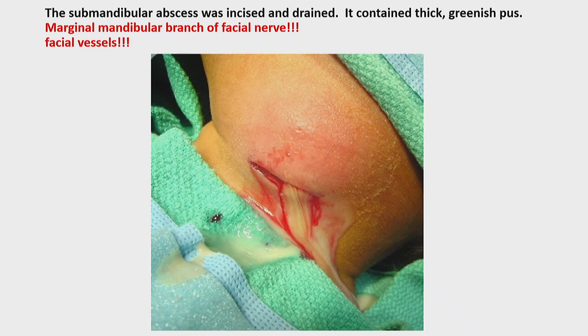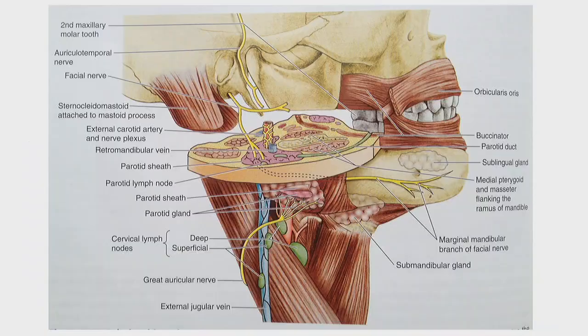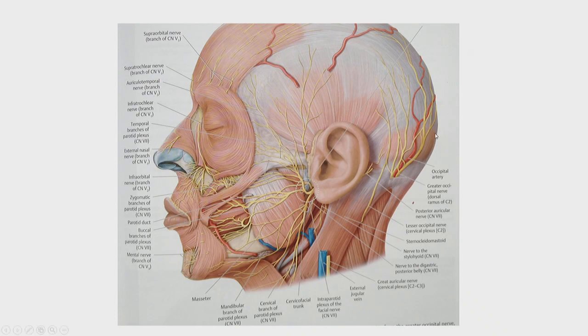Because of? The nerve. Which nerve? Mental. No, mental is here. Mental is above. But another nerve. Again. Marginal mandibular nerve. Branch of the facial nerve.